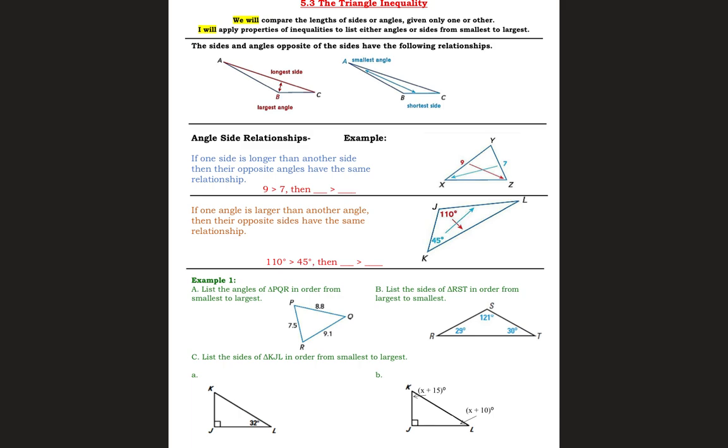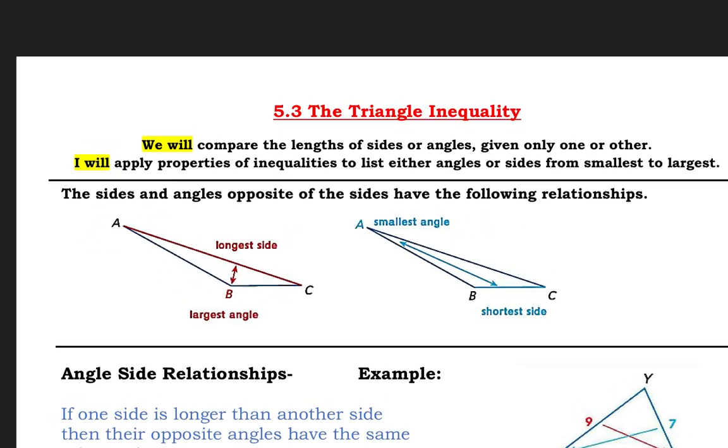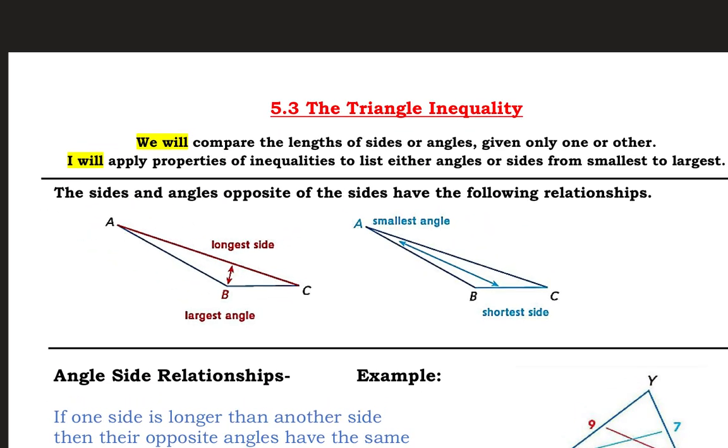So a change of pace here. We're looking at the inequality in one triangle. All this is the relationship between sides and angles. The largest side or largest angle is always across the longest side, or the longest side's across the largest angle. Same thing with the smallest angle and the shortest side. Those are always across one another.